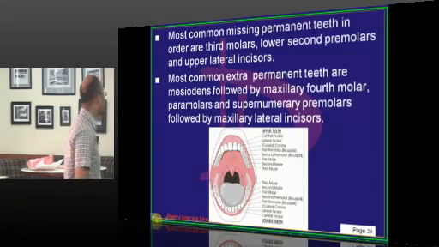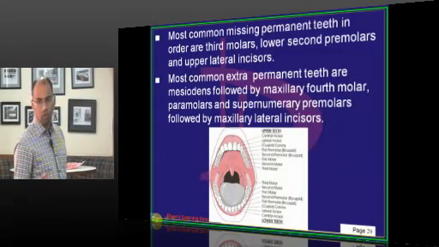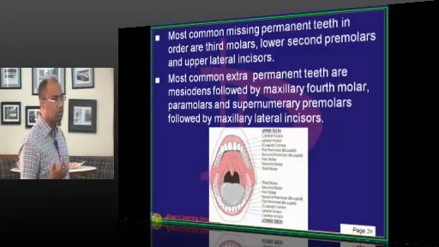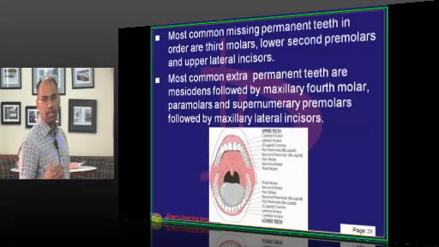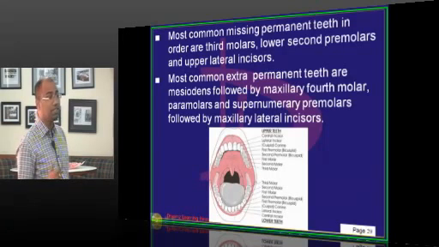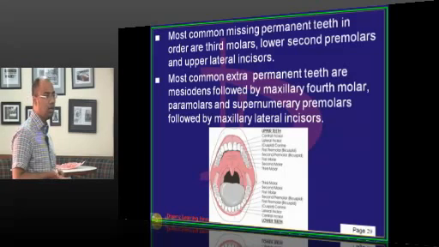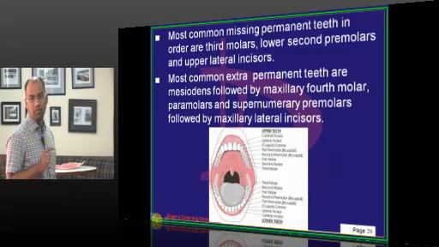The most common missing permanent teeth are third molars, followed by lower second molars, then your upper lateral incisors. As I told you earlier, there is something called Butler's morphogenetic theory, where the dentition is divided into various segments: incisors, canines, premolar and molar. The distal most tooth in each segment is the most frequently missing. So first is your third molars, followed by lower second molars, then your upper lateral incisors, in order of missing frequency.